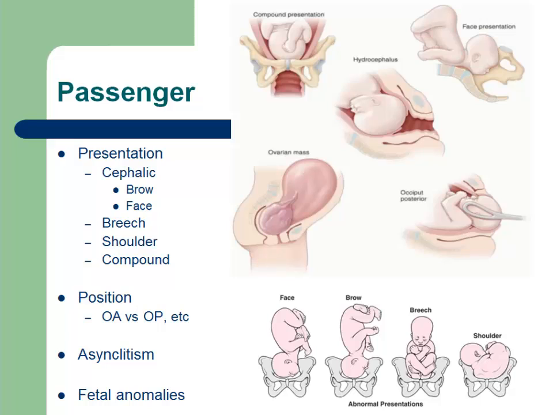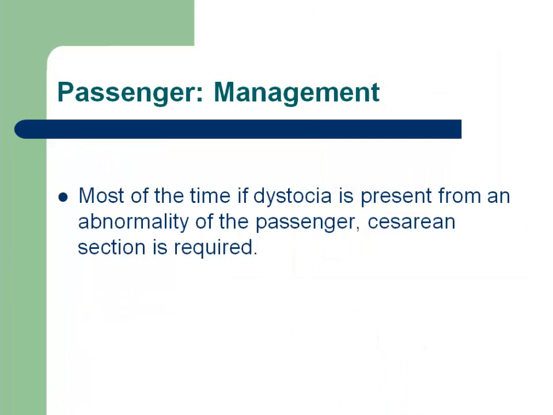If the head is presenting, it may be oriented abnormally. Examples include a face presentation or an occiput posterior position. The fetal head may also be at an uneven angle, a condition called asynclitism. Fetal anomalies, such as an enlarged head from hydrocephalus, may be present that could also obstruct the birth canal and lead to dystocia. Most of the clinical scenarios with dystocia caused by the passenger will require a cesarean section.